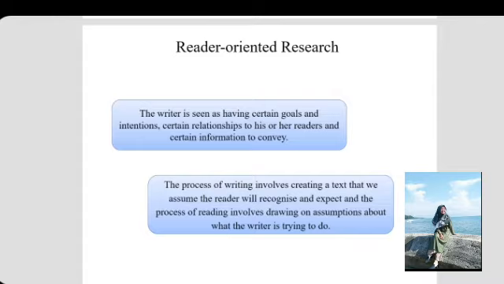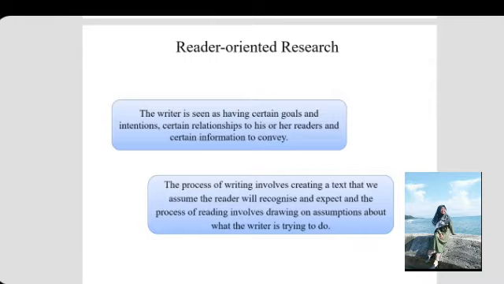Assalamualaikum warahmatullahi wabarakatuh. I am Ayunida, the second speaker of Group 4. I will continue Citra's explanation. So, there are three approaches to writing: text-oriented research, writer-oriented research, and reader-oriented research. Citra has explained text and writer-oriented research, and I will explain the third approach, that is reader-oriented research.